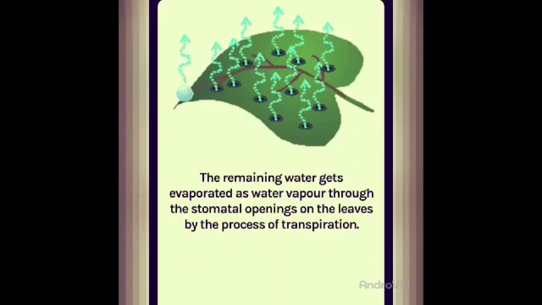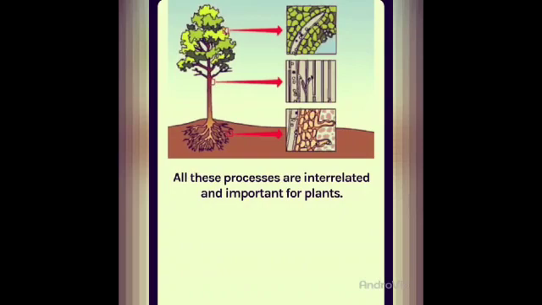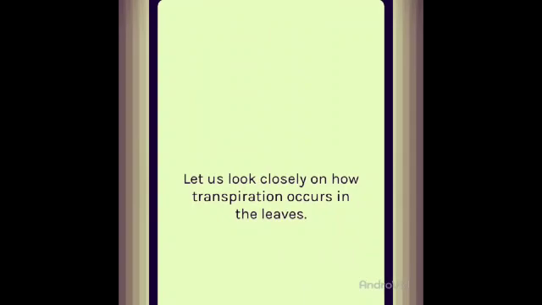So this is a representation of evaporation through which you can see transpiration, but you can't see transpiration at all, so here it is a diagrammatic representation to show you the process of transpiration. All these processes are interrelated and important for plants. What are interrelated processes? Let us look closely at how transpiration occurs in the leaves.